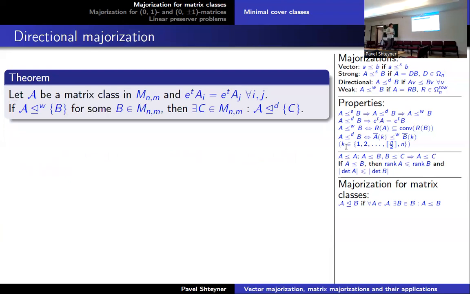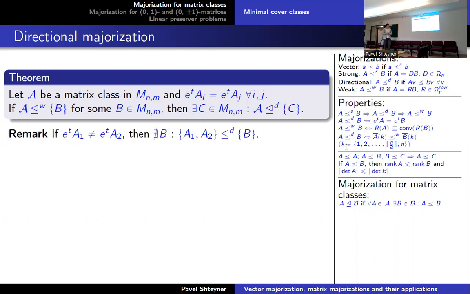What is very interesting is the action relation. Turns out that we can prove the following theorem that would allow us to reduce this problem for directional majorization to weak majorization, which we know how to solve. So it turns out that if A is such a class of matrices, with the column sums of these matrices the same, then if this class can be weakly majorized by one matrix, then it can be directionally majorized by another matrix, and we provide a way to find matrix C.